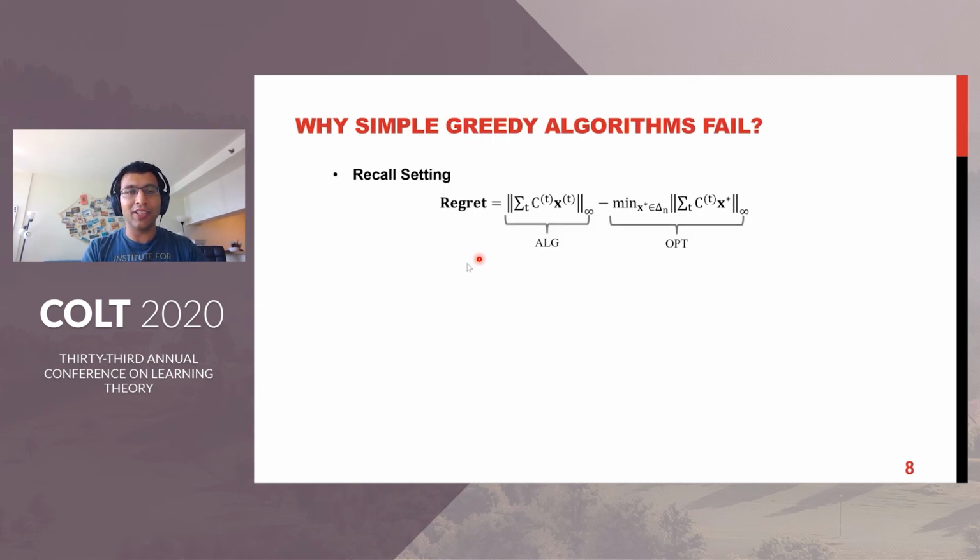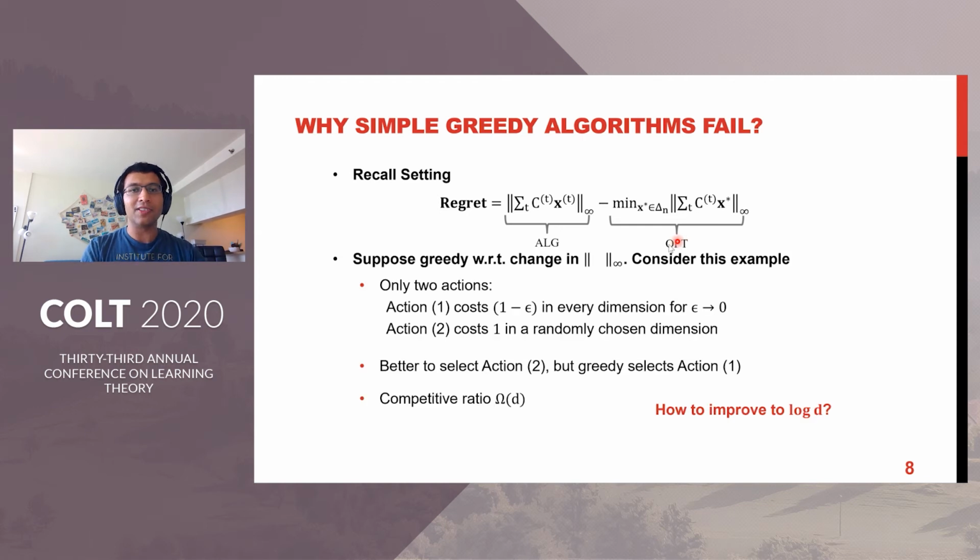Okay, so online learning with vector cost, we have to minimize the L infinity norm of the total cost vector, or LP norm in general, as compared to a fixed distribution over actions. So first, some intuition on why simple greedy algorithms with respect to L infinity norm don't work. Here's a nice example to keep in mind. Suppose there are just two actions, where action 1 incurs a 1 minus epsilon cost in every dimension. So you have D dimensions, and in each dimension, it incurs a 1 minus epsilon cost. Whereas action 2 incurs the cost of 1 in only one of the D dimensions chosen at random.